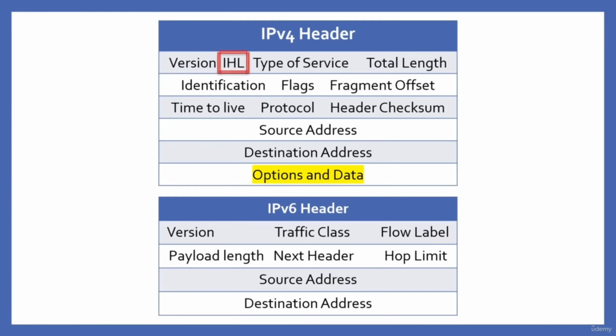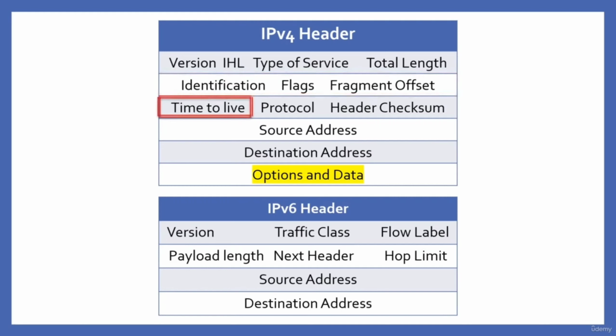First, the internet header length does not exist in an IP version 6 header. Those three fields, the identification, flag, and fragment offset, had to do with fragmentation. IP version 6 seeks not to fragment, so there are no fields that deal with fragmentation. You can fragment, but you will need to use an extension header.